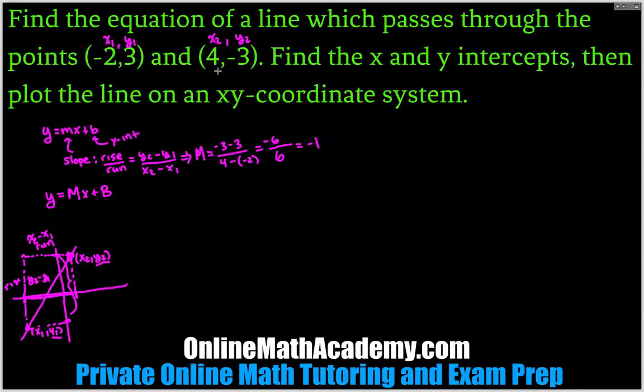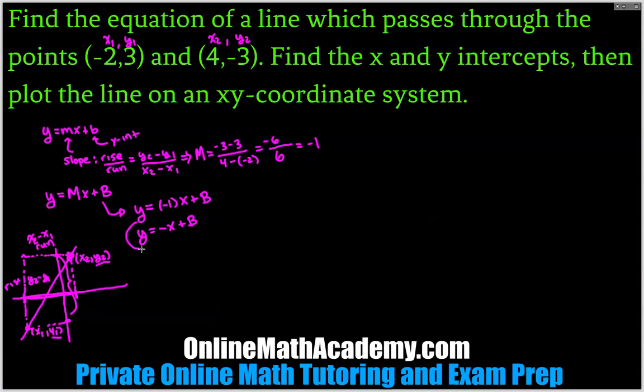Because y2 minus y1, negative 3 minus 3, is negative 6. And x2 minus x1, 4 minus negative 2, is 6. So negative 6 over 6 gives us negative 1. Okay, so now we can rewrite our current equation for the line as y equals negative 1 times x plus b. And we can simply write that as y equals negative x plus b.